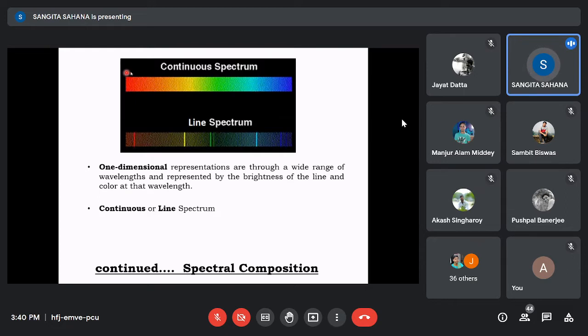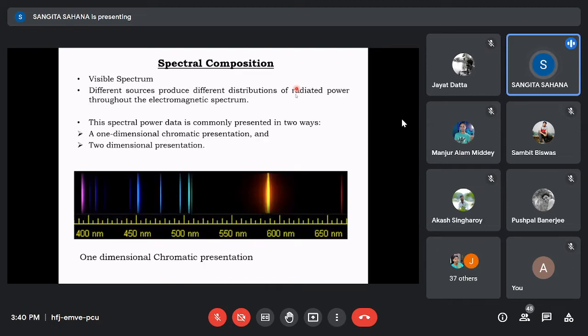But if you see this continuous spectrum, you can see that all the colors are overlapping each other. From red to violet, all the colors are present, but you cannot differentiate them separately. But again, the y-axis is missing here, meaning the amount of radiation is missing. So this is called one-dimensional chromatic presentation.